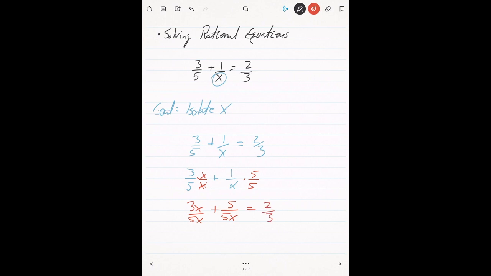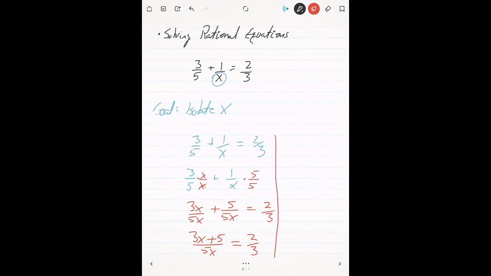What we just did there is we said, well, what does this denominator have that the other one doesn't? It has a 5, so that's why I multiplied this side by 5. This one had an x, so that's why I multiplied that by x. So we're able to come up with a common denominator, and we can add these fractions together. We get 3x plus 5 over 5x equaling 2/3. Okay, how does this help us? Well, one of the things that we could do is we can go and say, let's cross multiply.